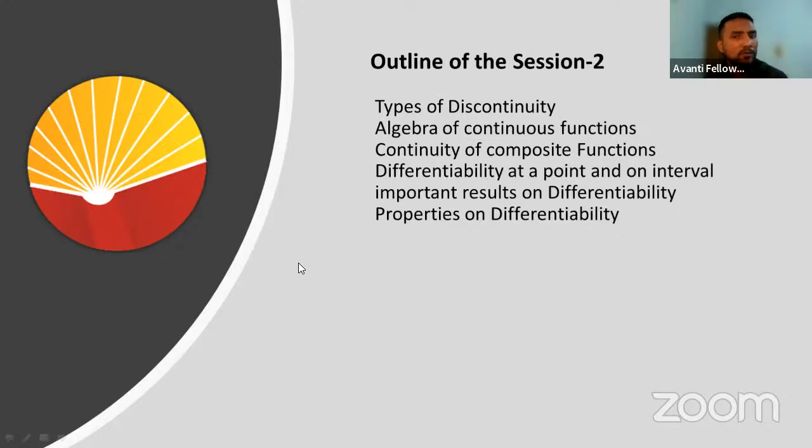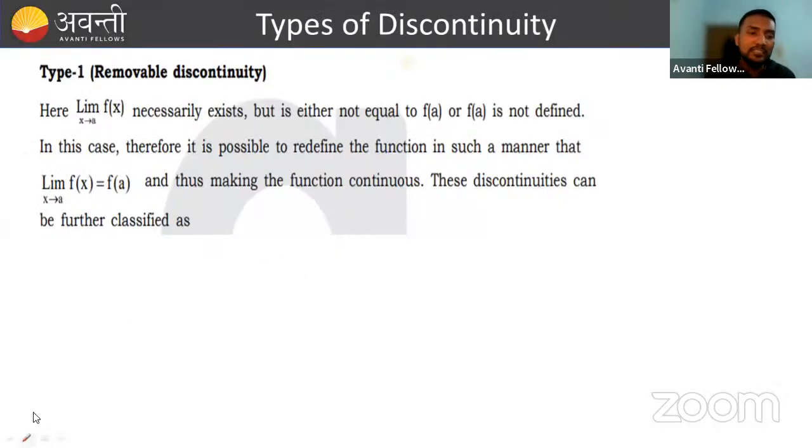So that thing we have discussed. Now we will see some types of discontinuity. There are two major types. The first is removable discontinuity. In removable discontinuity, what will happen? The limit as x tends to a exists, meaning LHL is equal to RHL. But there are two things: it is either not equal to f of a, or f of a is not defined. These two things can happen.